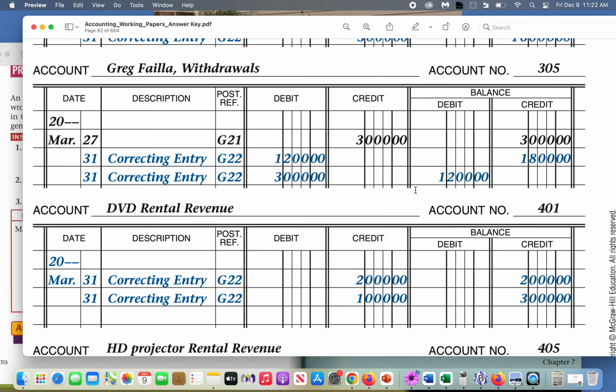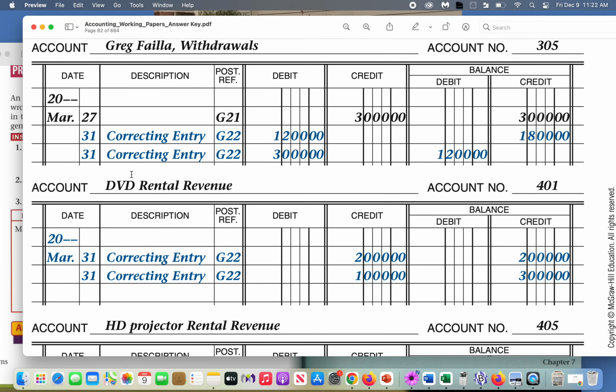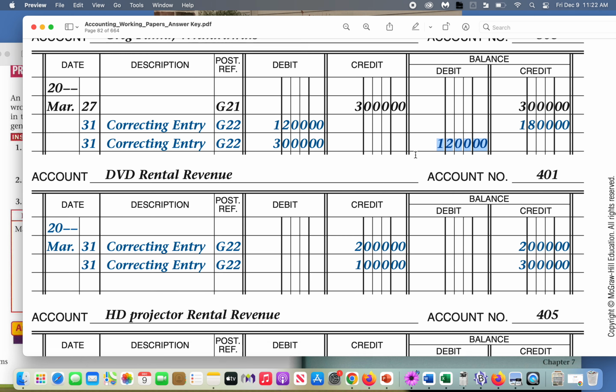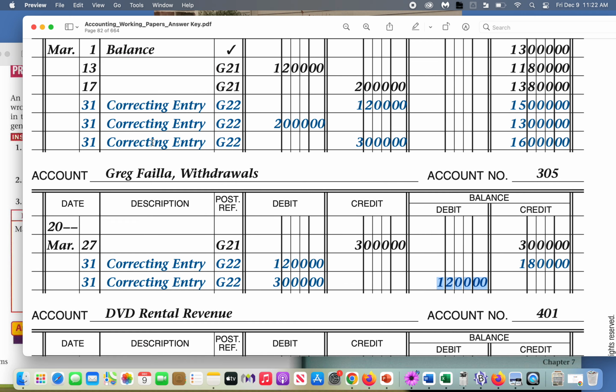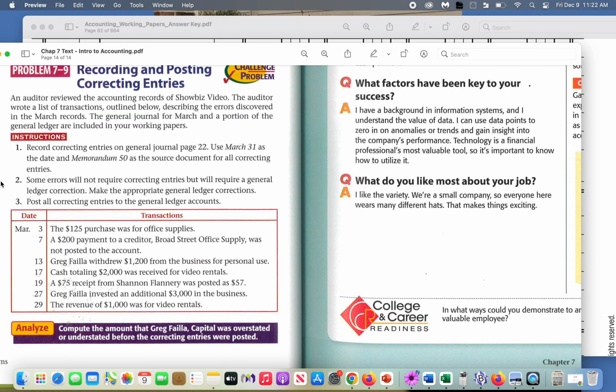Okay, let's see what it looks like. Withdrawals, I'm going to debit it back. 1,800 on the wrong side plus 3,000 is how you kind of got to look at it. Now I'm on the right side. And then capital, 3,000. Perfect.